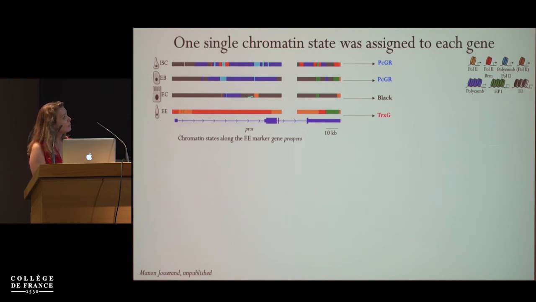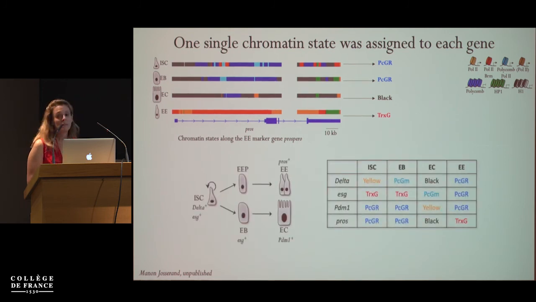In the other cell types, we know from many other studies that this gene is not expressed, it's not active, and indeed we find it in a polycomb repressed state in the stem cell and enteroblast, and in a black state in the enterocyte. So if we just look at some cherry-picked genes out of the lineage, we see that basically they behave the way we would expect, so I'll just walk you through some of these.